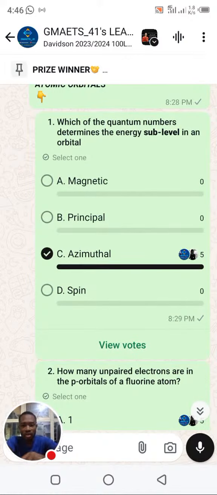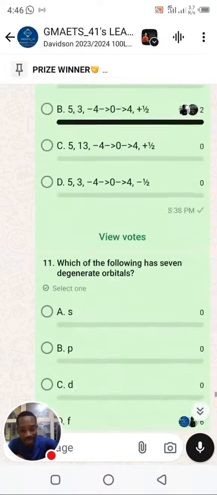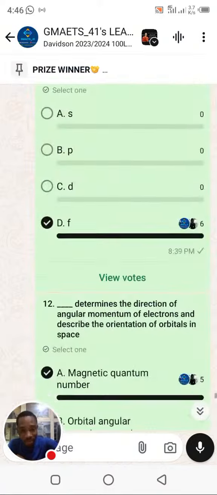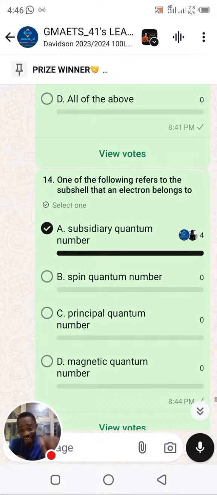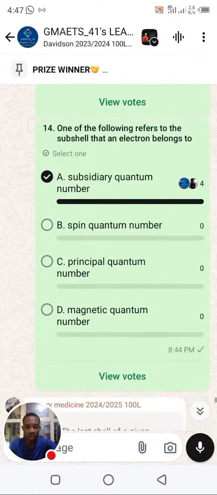All right, question number 1. Which of the quantum numbers determine the energy sublevel in an orbital? The correct answer is azimuthal. This question number 1 is the same as question number 14. Take note: instead of using azimuthal quantum number, now we are calling it subsidiary quantum number. So please, dear friends, take note of these. Subsidiary quantum number, azimuthal quantum number, orbital angular momentum quantum number, they are the same. So the correct answer is option A for number 14.